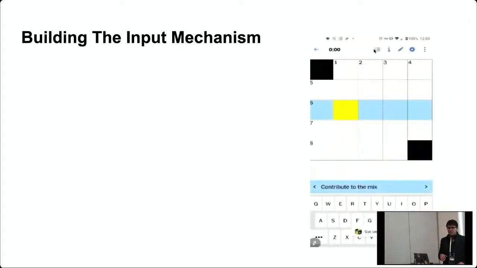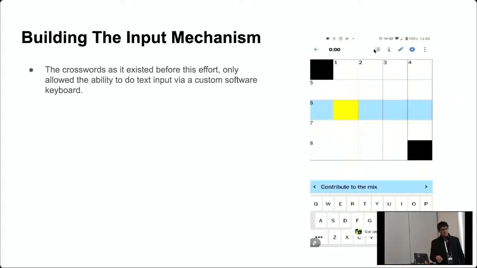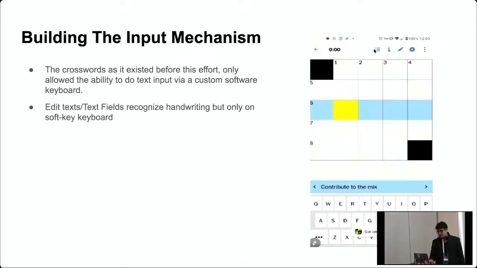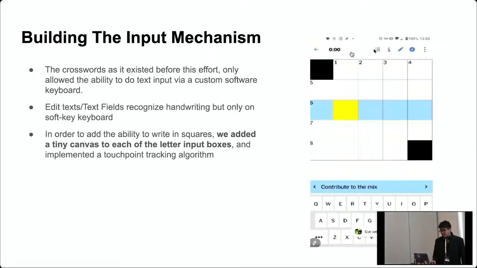So let's talk about straight away what the problem is. It sounds straightforward, but actually it gets a little bit into the weeds. The crosswords as they existed before allowed only text input via a custom keyboard. This soft keyboard is one that we built, and you could input characters from this keyboard. I don't know if the actual visual is going to play here, but basically, if it does play, the characters get emitted onto the keyboard, and you get to see the output.